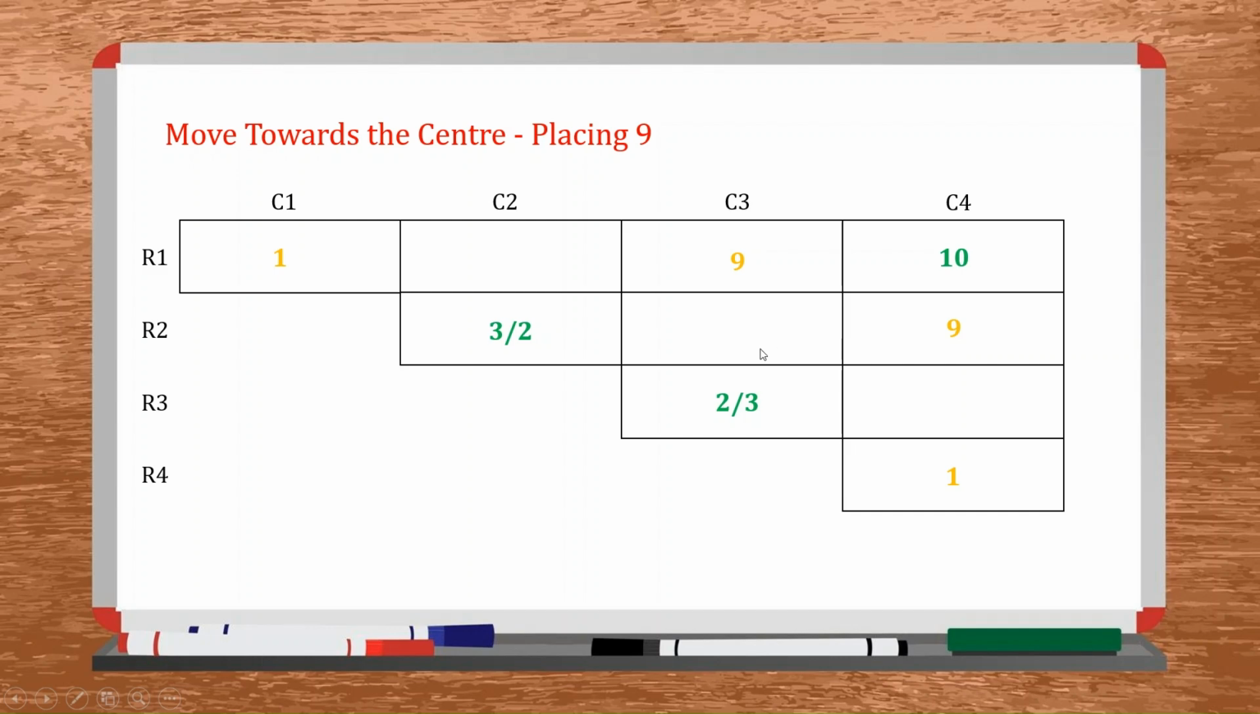Now, let's consider the first case where 9 is placed in R1. If 9 is placed in R1, then 8 and 7, those two numbers, don't go in the same row and column as 9. So they will not go in this particular section of the diagram. The only place they can go is in column C4. And since 8 is greater than 7, I'll have to place 8 first. So if I place 9 here, I'll have to place 8 and 7 here.